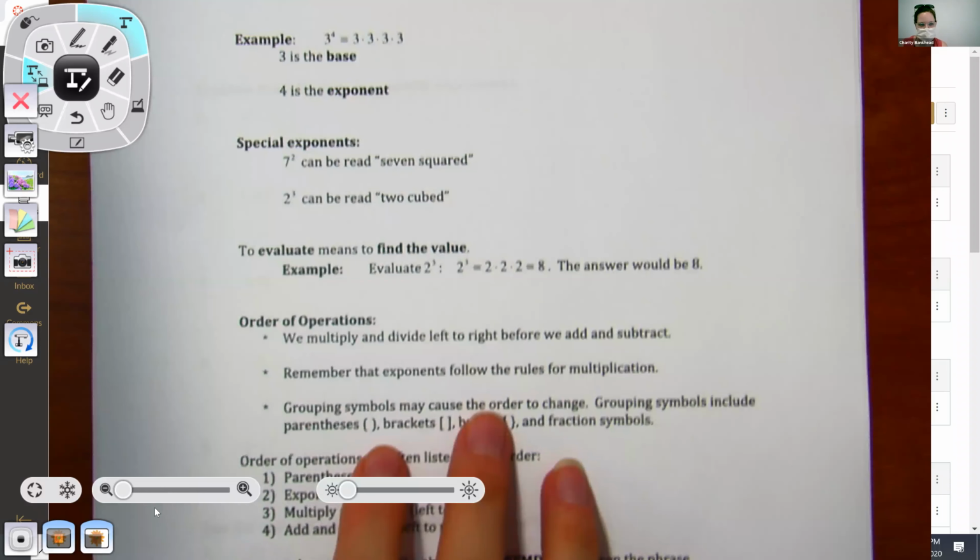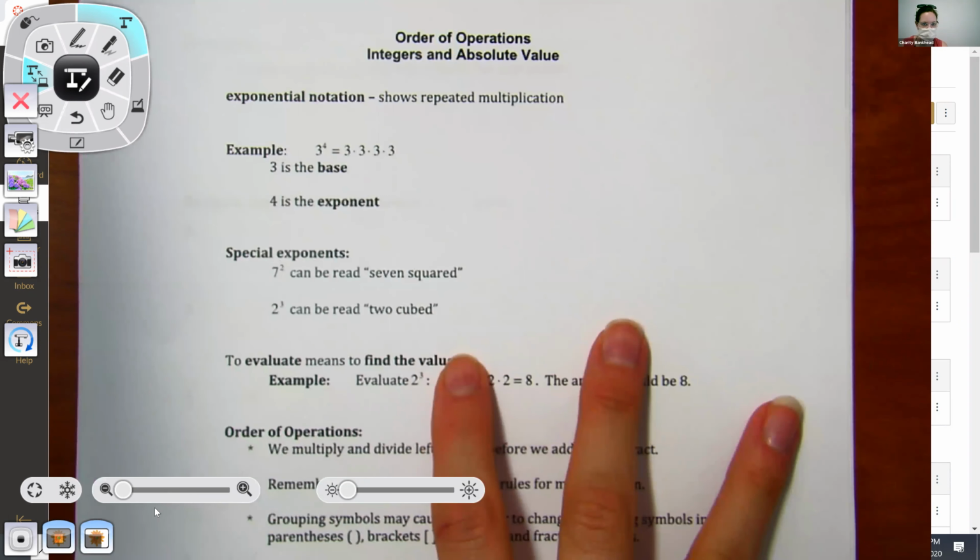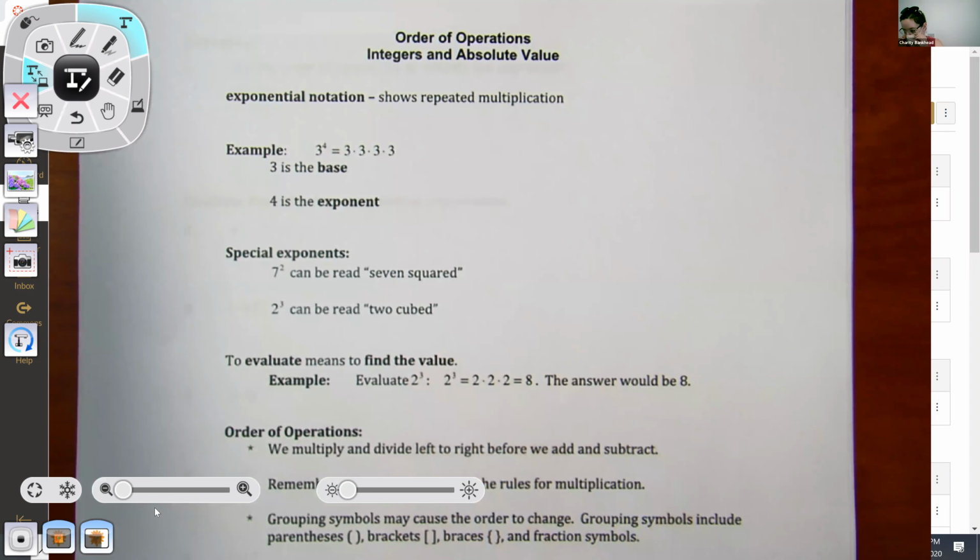All right, so today we're going to be talking about the order of operations with integers and absolute value. Order of operations is also known as PEMDAS, or please excuse my dear Aunt Sally.